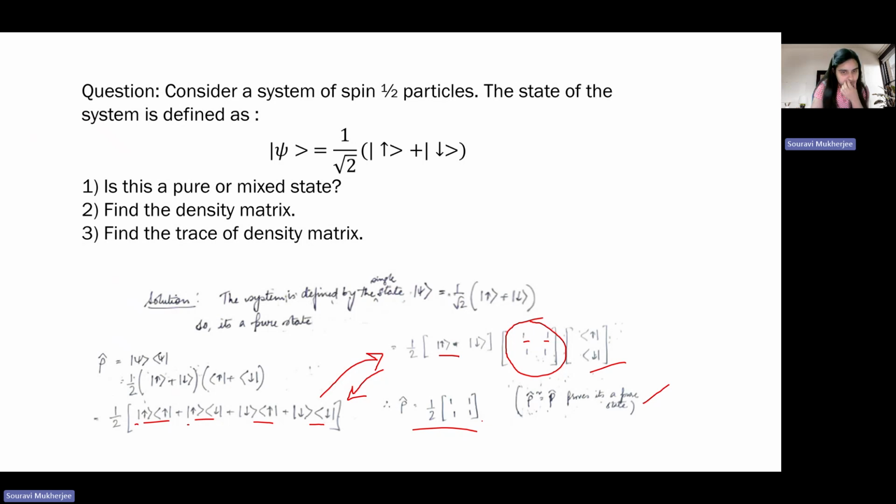Now here you can ask me that you have all these different terms here, so why isn't this a superposition, or why isn't this a mixed state? So the point is that this is in the basis that you have chosen, the up and the down vectors. When you have chosen the basis vectors to be the up and the down vectors, then you have this form of your density matrix. This does not tell you that your system is in a certain state with certain probability. Your system is in this state with 100% probability.